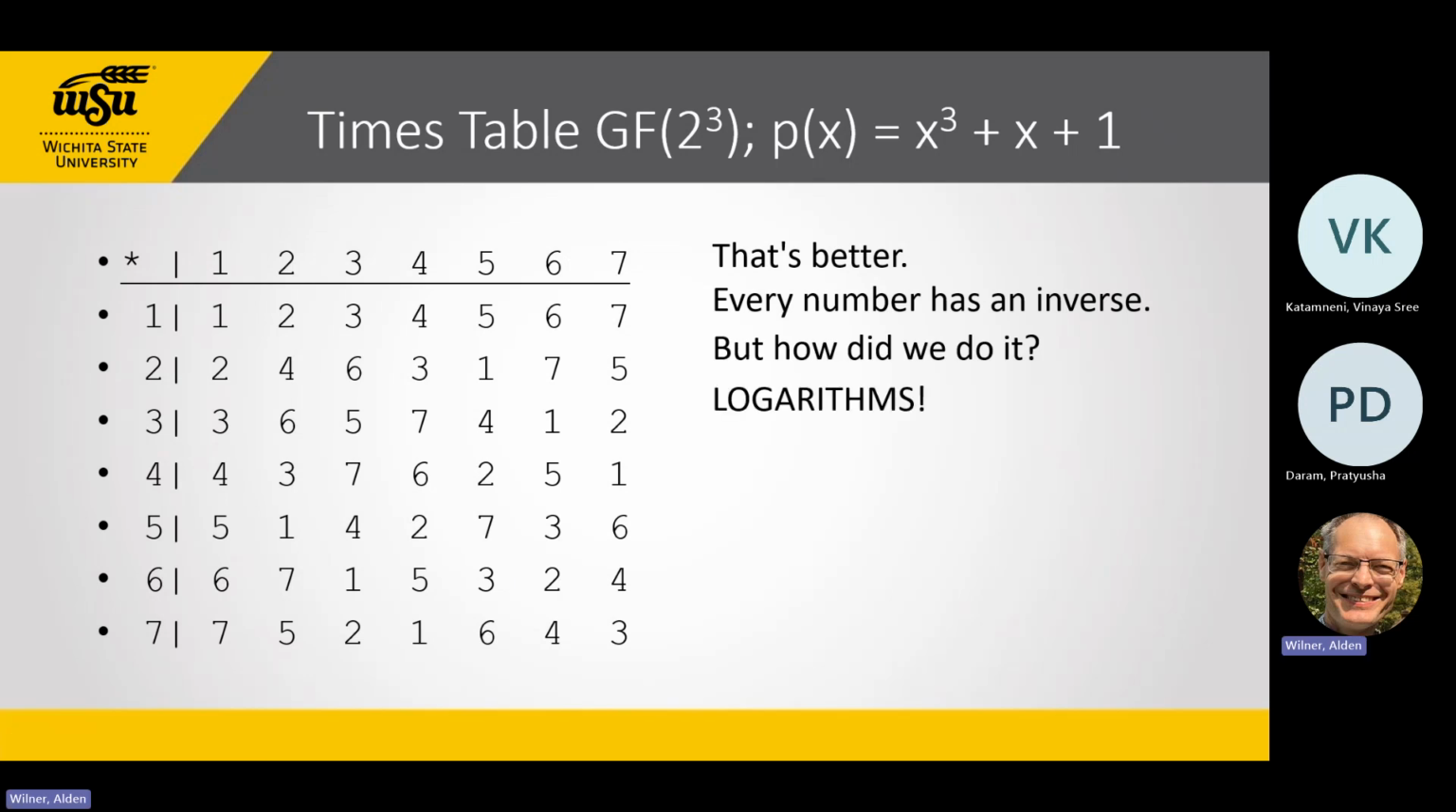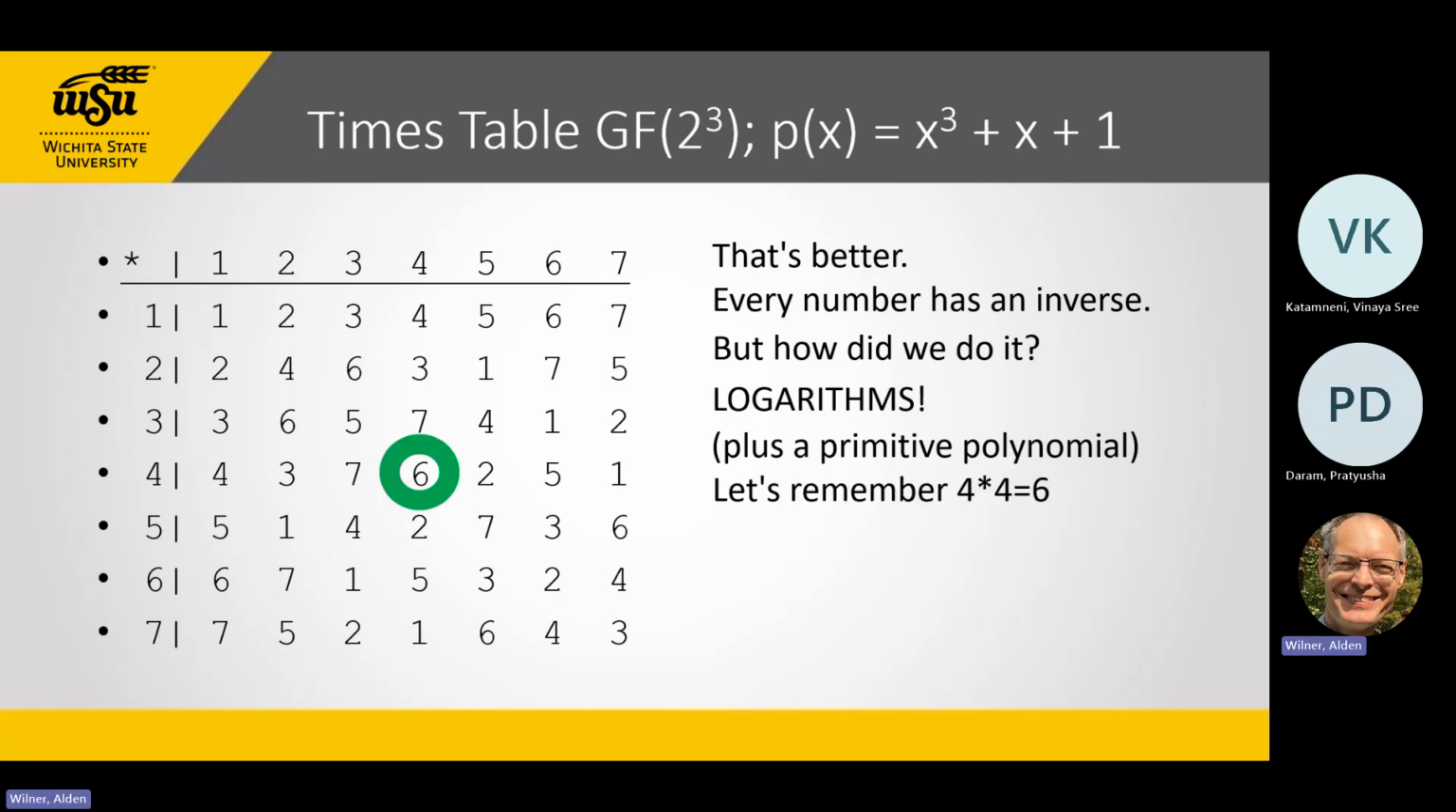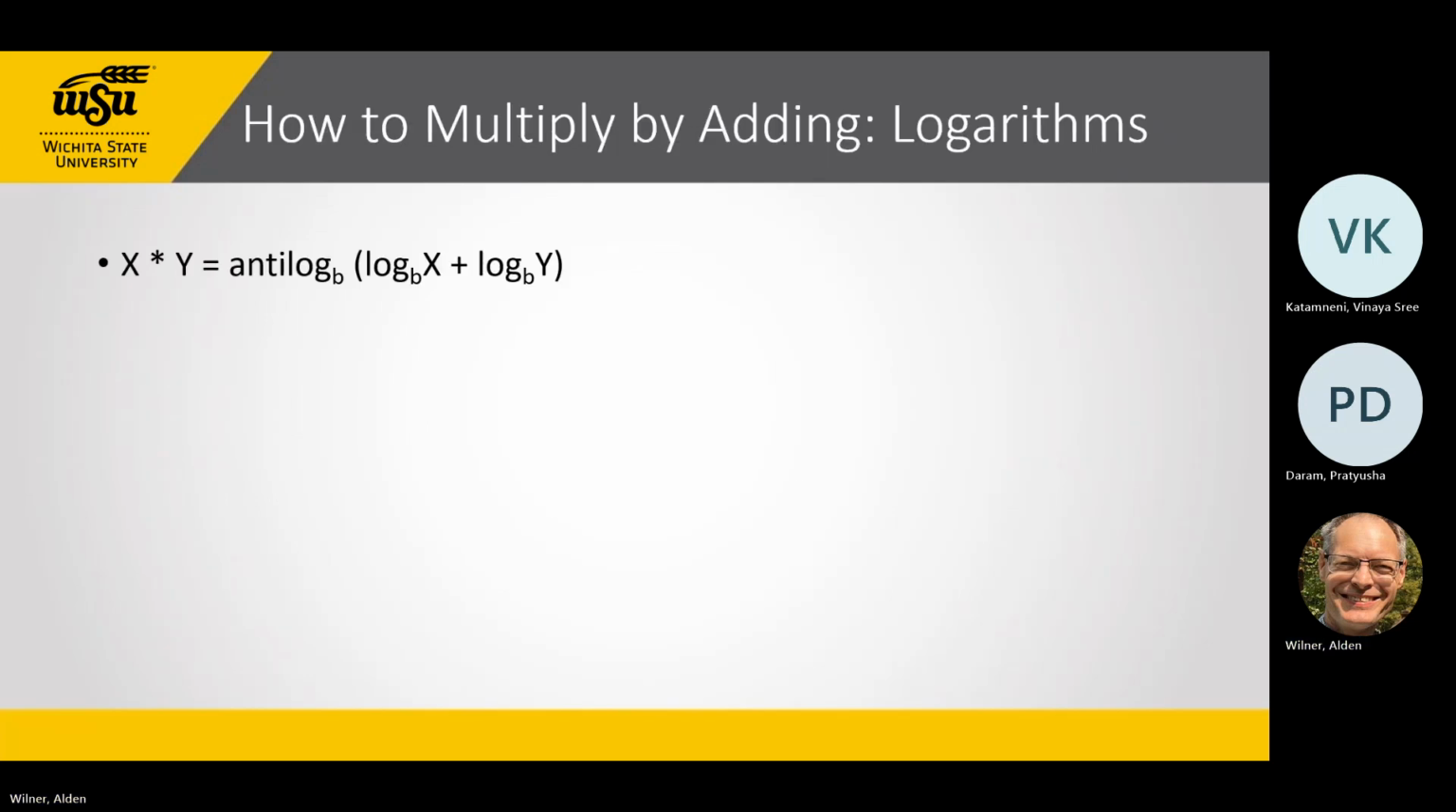How did we do it? We used logarithms plus a primitive polynomial. So we're going to look at this one here. 4 times 4 is 6. Okay, we're going to remember that for now. So x times y, remember, is the anti-log of the log of x plus the log of y.